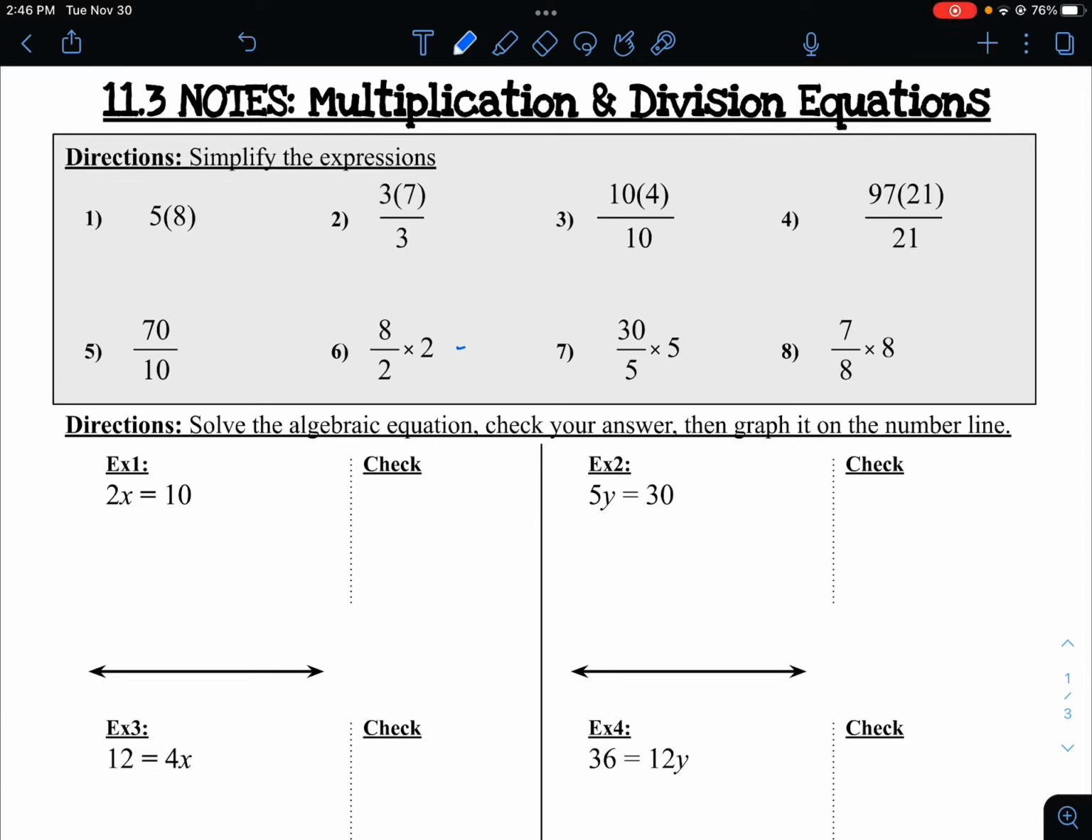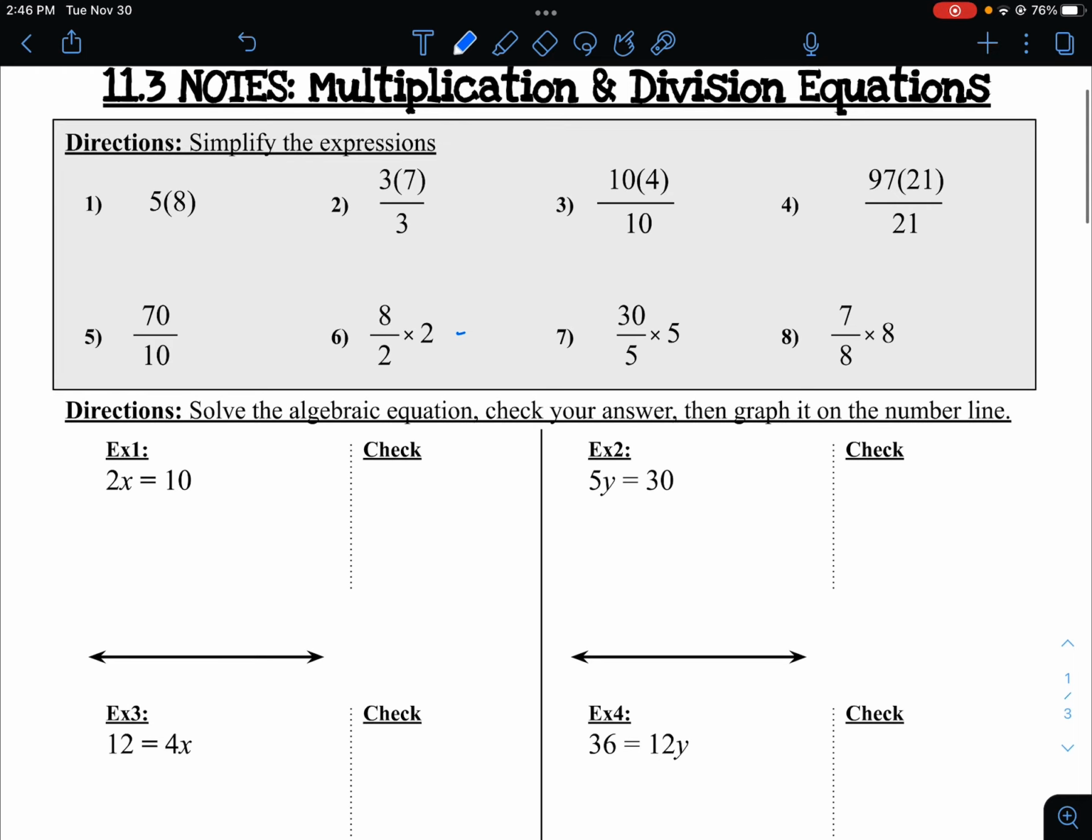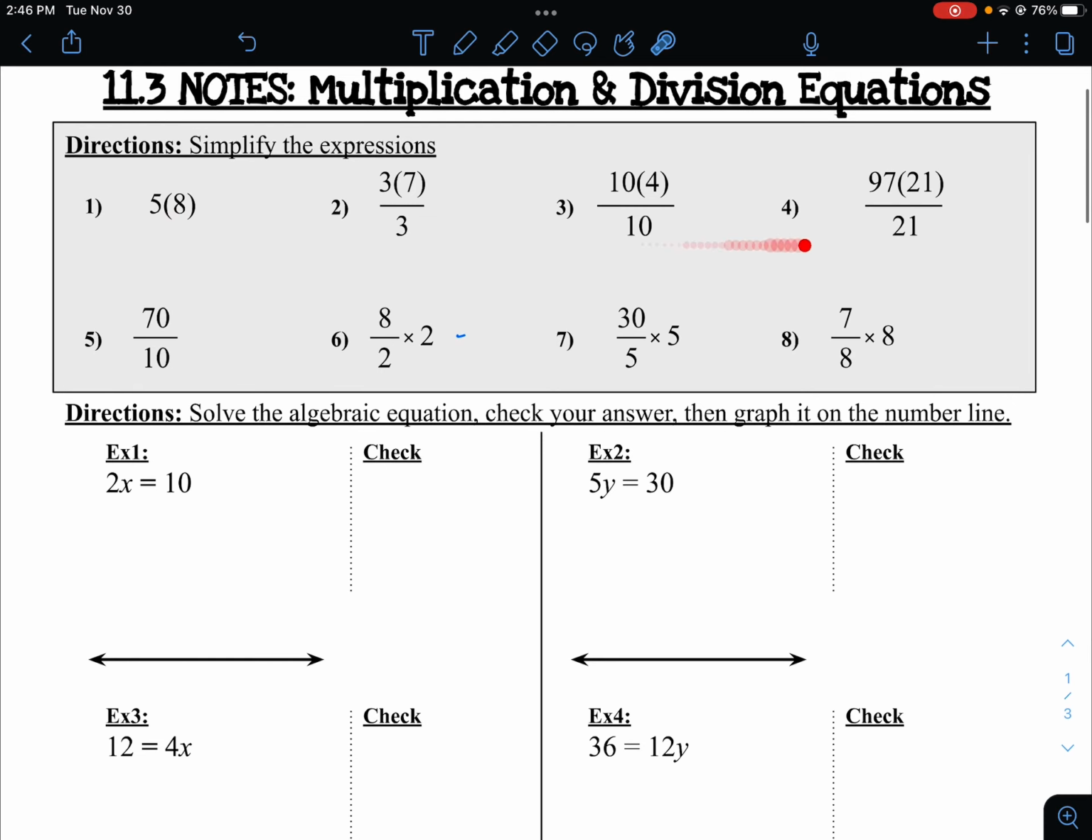In this video, we are going to learn how to solve one-step equations with multiplication and division. Let's go ahead and begin. So we're going to start off with this warm-up exercise. On top, let's see, what's 5 times 8? 5 times 8 is 40, right?